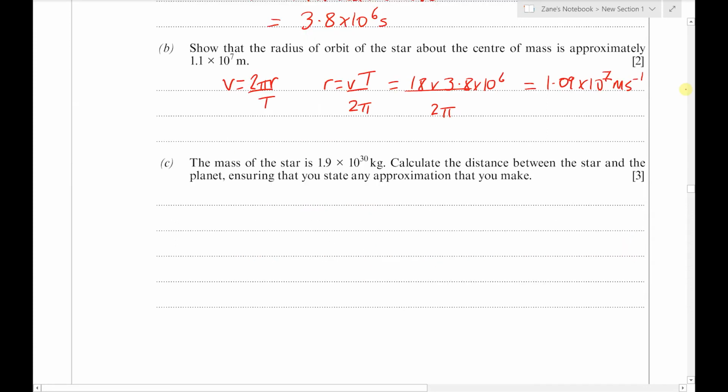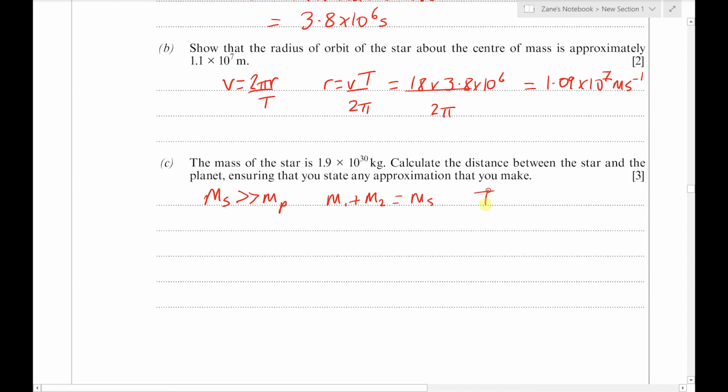Next, we're told that the mass of the star is 1.9 times 10 to the 30 kilograms, and we've got to calculate the distance between the star and the planet, ensuring that we state any approximation that you make. So the approximation, whenever we get this type of question, is that the mass of the star is much greater than the mass of the planet. In other words, the total mass of the system, m1 plus m2, in the formulae that we're going to use, we're just going to take it as being the mass of the star.